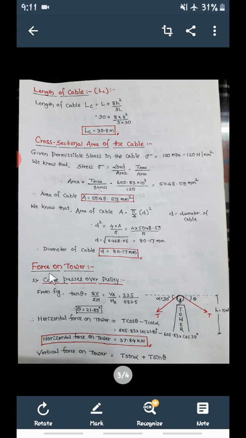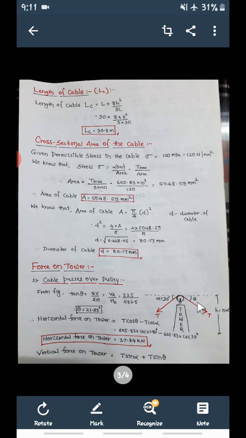Next, force on the tower. What will be the force on the tower? For this there will be two conditions. First one, the cable passes over a pulley. These two cables, the suspension cable and the anchor cable, are going to pass over this smooth pulley. That is the first condition.